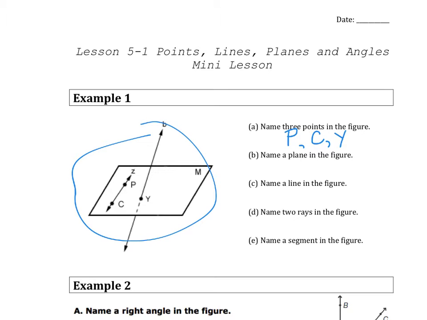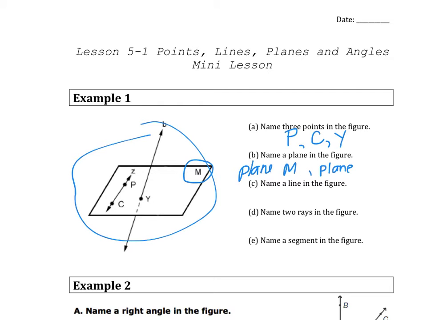The plane is a flat surface. A lot of times they'll draw a rectangle, and in the corner there'll be an italicized letter. That's the name of the plane. This would be plane M. You can also use any 3 points positioned on the plane to name it as well. So I would also accept plane PCY in any order.